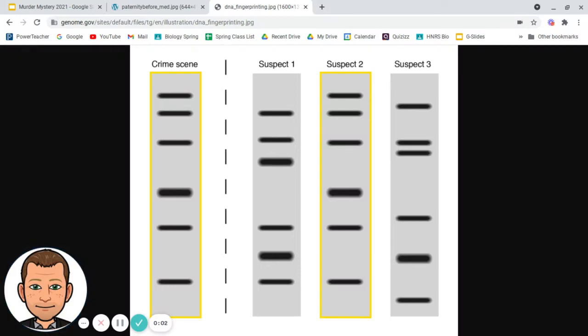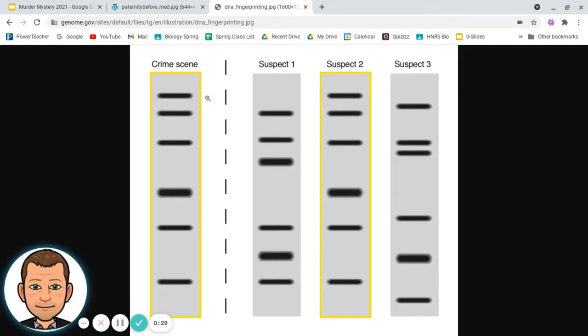Hey guys, hopefully you have just watched the video about DNA fingerprinting and you know what it is and how it works. In that video, they showed you that if you had collected maybe blood from a crime scene and you had run a DNA fingerprint of that blood, you could then compare it to three people that you suspected could have committed that crime. That would be suspect number 1, 2, and 3 here on the right hand side.